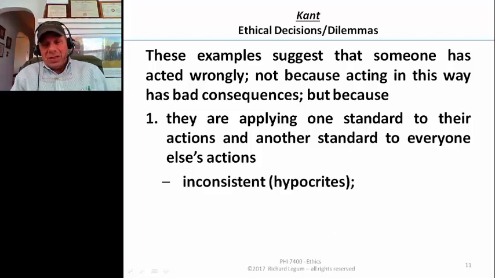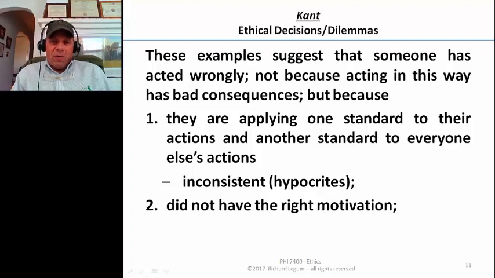So somehow inconsistency, they're hypocritical, and actually Kant's going to say it's irrationality that's kind of at the root of what makes things right and wrong according to his theory.